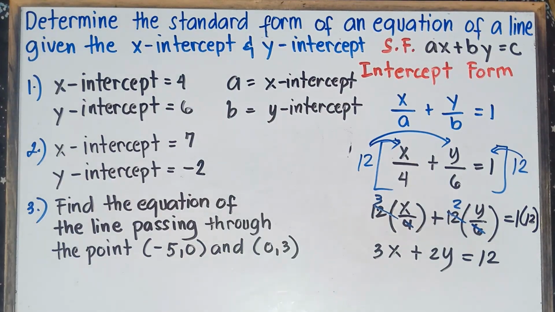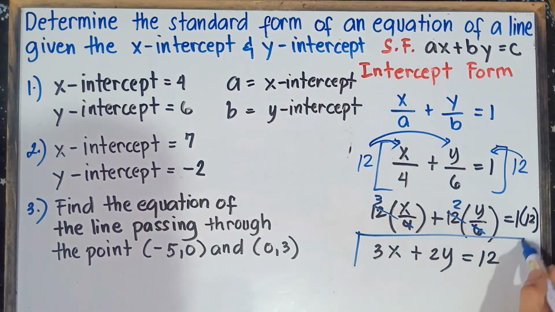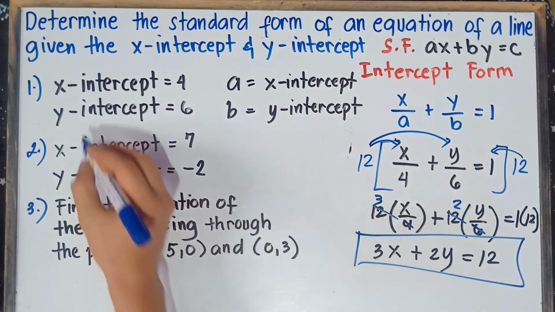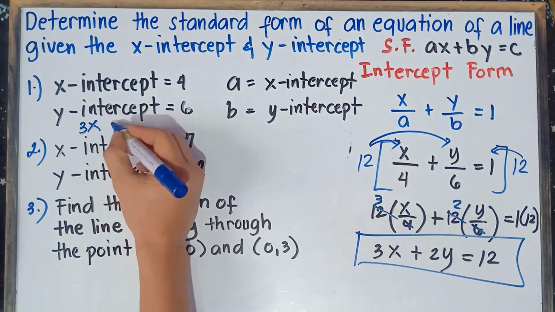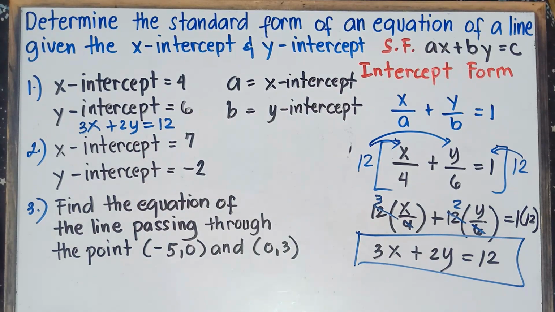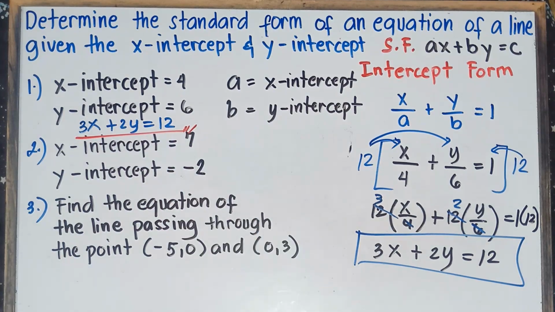Is this our final answer? Do we have the standard form? Yup, we just have the standard form. That's it, class. All set. That's the answer, class, with regards to example number 1. Very easy, right? So for number 1, the answer, that would be 3x plus 2y equals 12. All set, class.